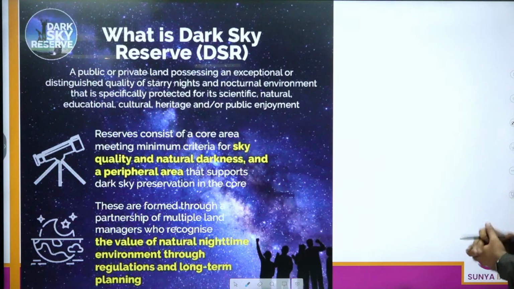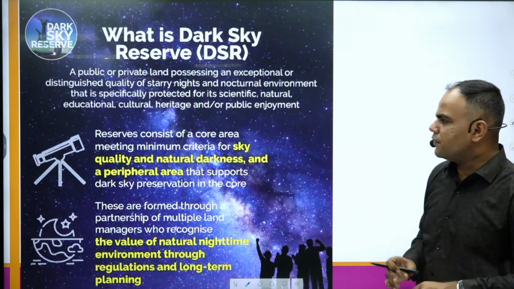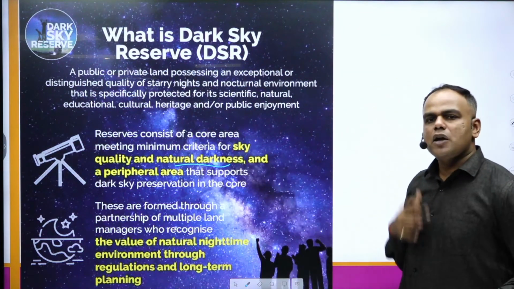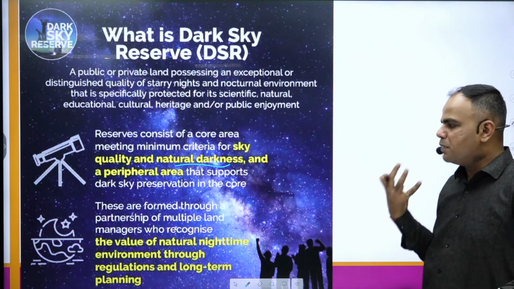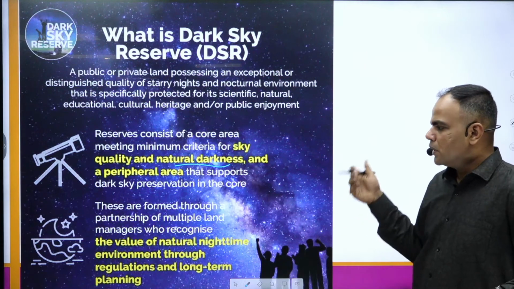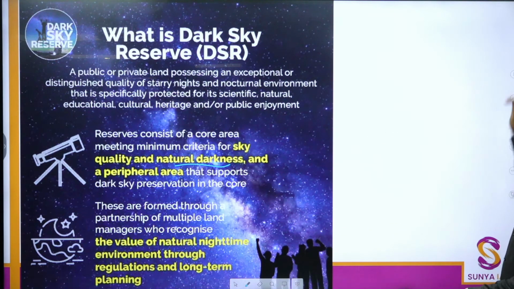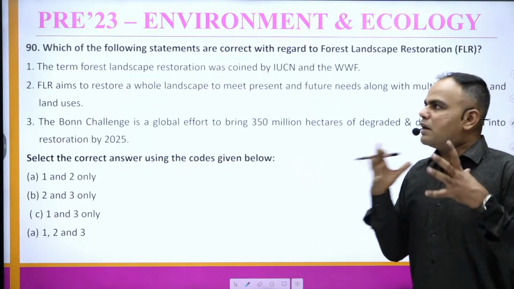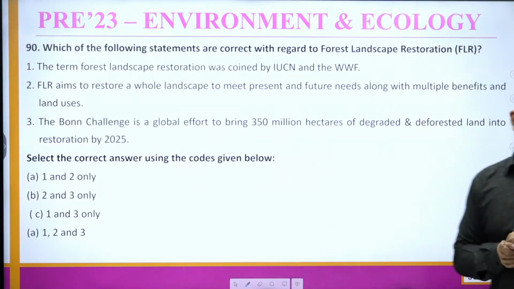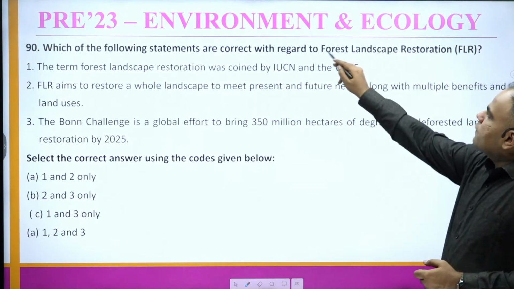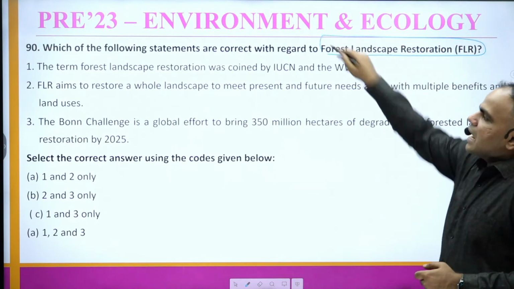Okay, this is this dark sky reserve. We have seen that, wherein we talk about the natural darkness of an overall area which is not impacted by light pollution in general. So that is the basic idea, and of course the idea is to save these species, etc., to have a natural environment of sorts. Okay, fine. Now the question is on forest landscape restoration, FLR.